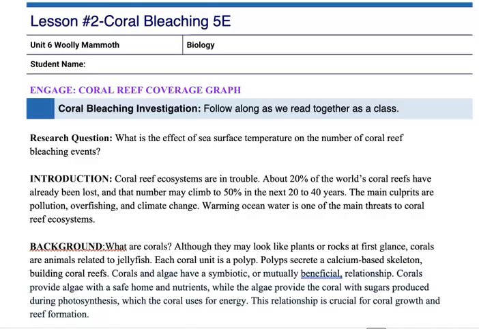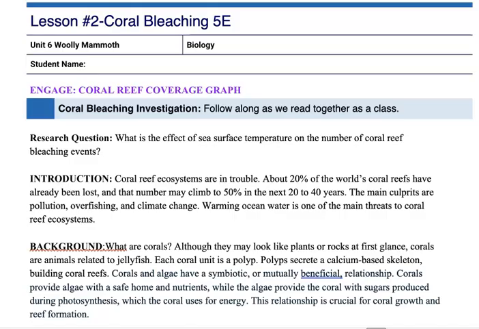So what are corals? Although they may look like plants or rocks at first glance, corals are animals. They're related to jellyfish. Each coral unit is what's called a polyp, and polyps secrete a calcium-based skeleton, building coral reefs. Calcium is an element, and this element is used in building the coral reefs.